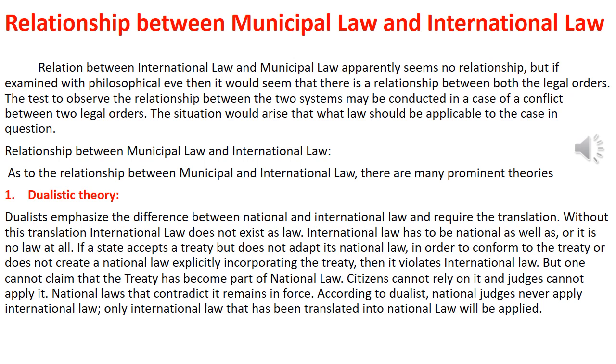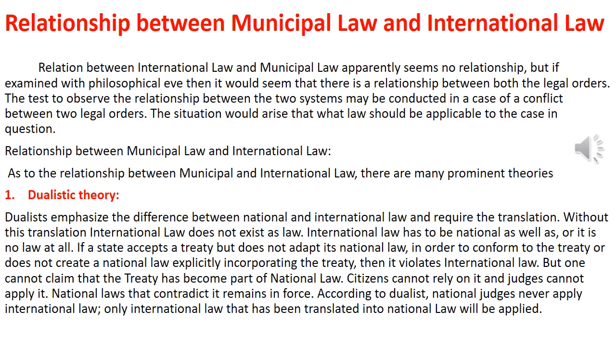The dualists emphasize the difference between national and international law and require translation. Without this translation, international law does not exist as law. International law has to be national as well, or it is not law at all. If a state accepts a treaty but doesn't adapt its national law to conform to the treaty, or does not create a national law explicitly incorporating the treaty, then it violates international law.